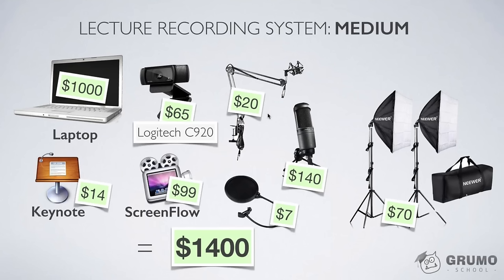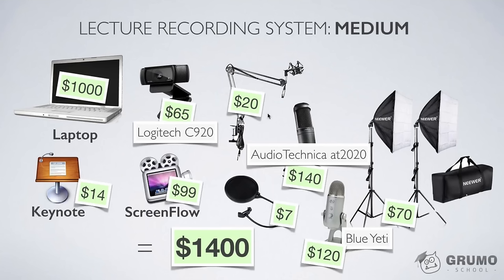Now, the best camera out there that everybody raves about for recording online courses is called the Logitech C920. There are newer versions, but this one is still, for most people, the best one because it can record in high definition. It's $65. A great microphone is the Audio Technica AT2020. Great, fantastic microphone. The Blue Yeti is a very popular one for $120, a little bit cheaper. There's a more expensive version, which is the Blue Yeti Black Edition.